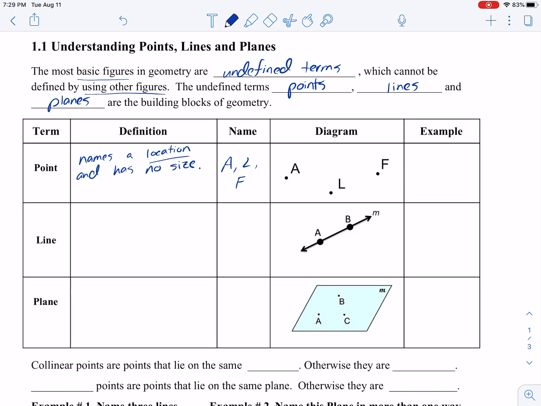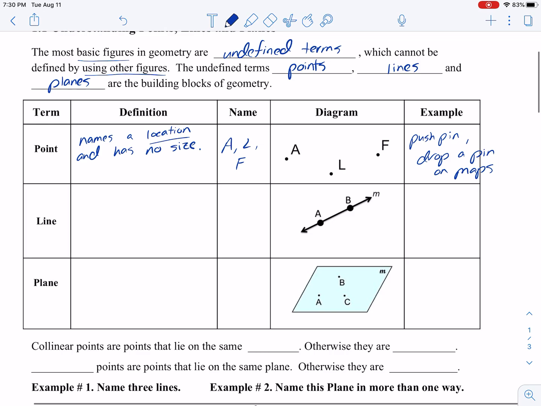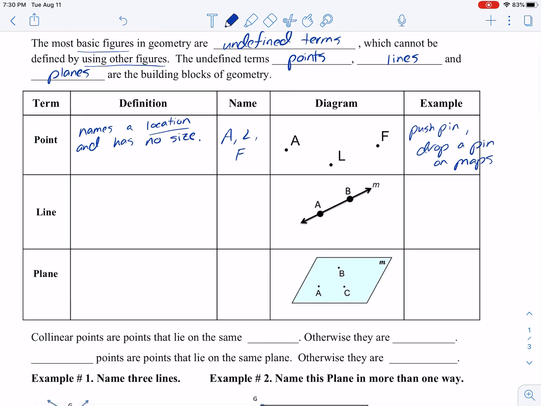Examples of points in everyday life, well, we have push pins. You could put a push pin on a map that denotes a location or names a location. Another one you're probably more familiar with is just dropping a pin on maps. And you guys do that on your phone all the time. If you want to drop a pin to show someone your location, it's a perfect example of a point that denotes or names a location.